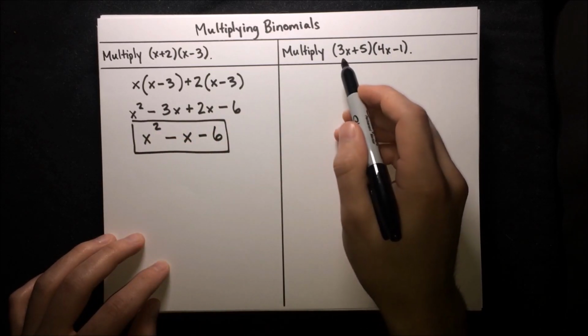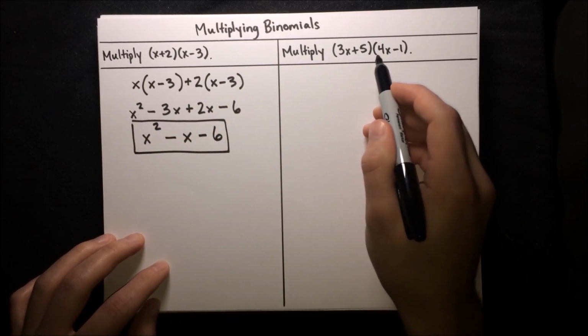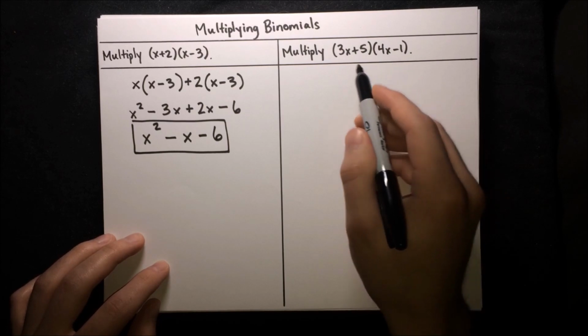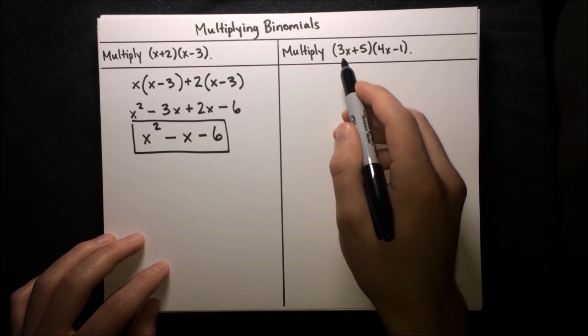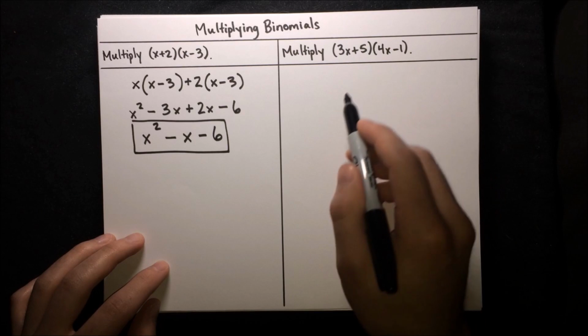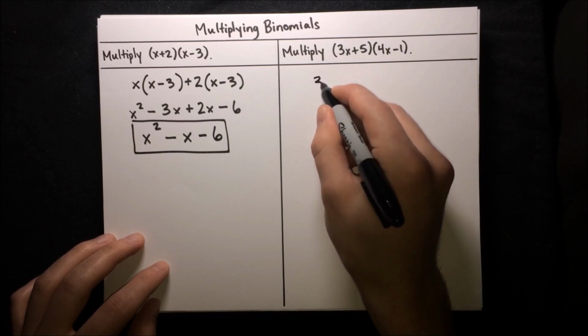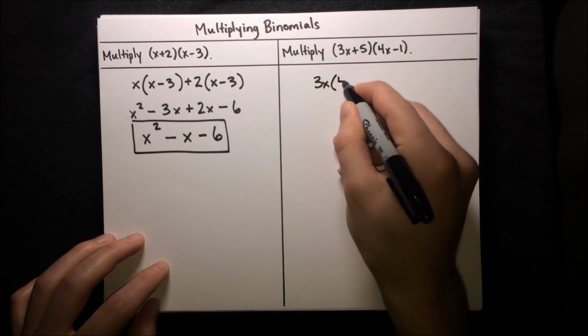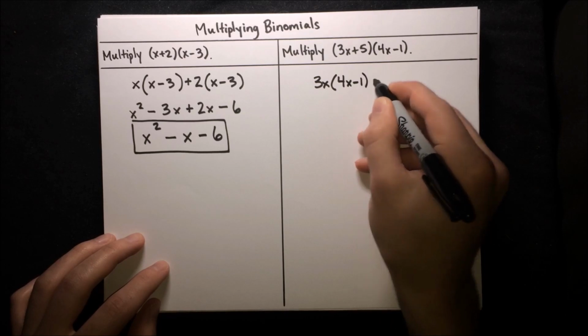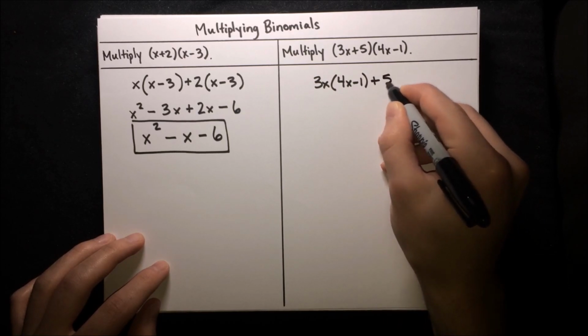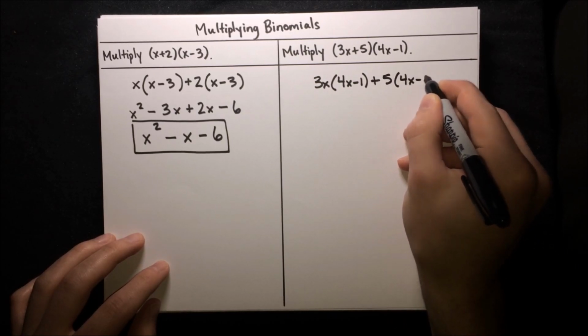Alright, on to the next one. 3x plus 5 times 4x minus 1. Again, we just go ahead and multiply each of these terms over to the other binomial. So 3x times 4x minus 1, and then plus 5 times 4x minus 1.